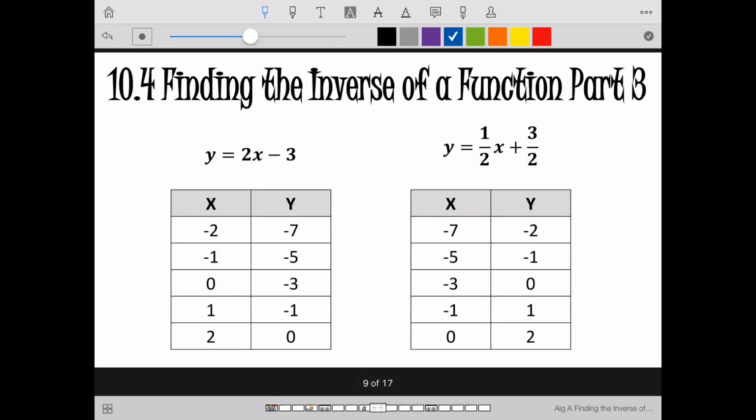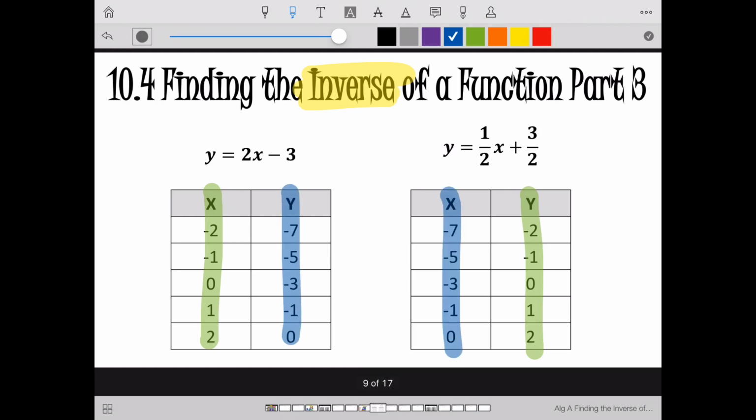Welcome to part 3 of our learning about inverses. And just a quick reminder, remember inverses are taking all of the x's and making them y's, and taking all of the y's and making them x's. We are switching our x's and y's.